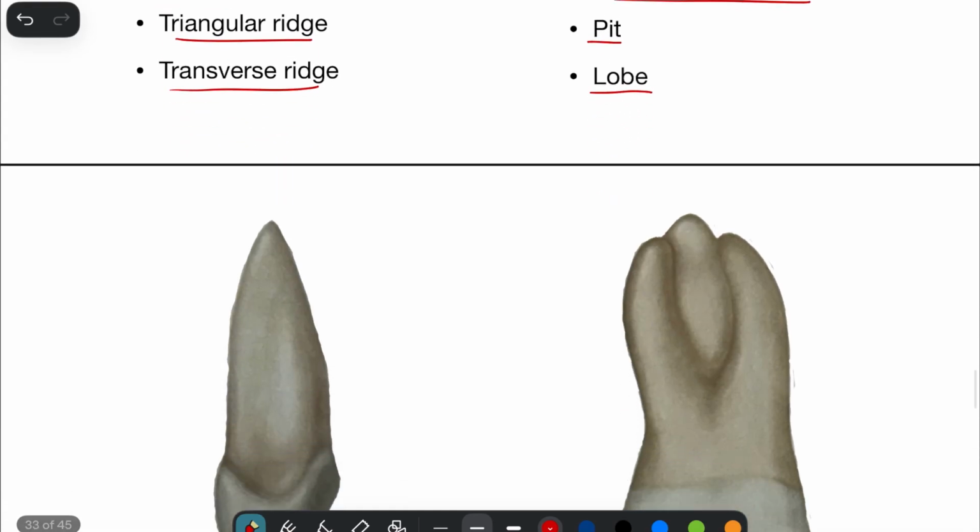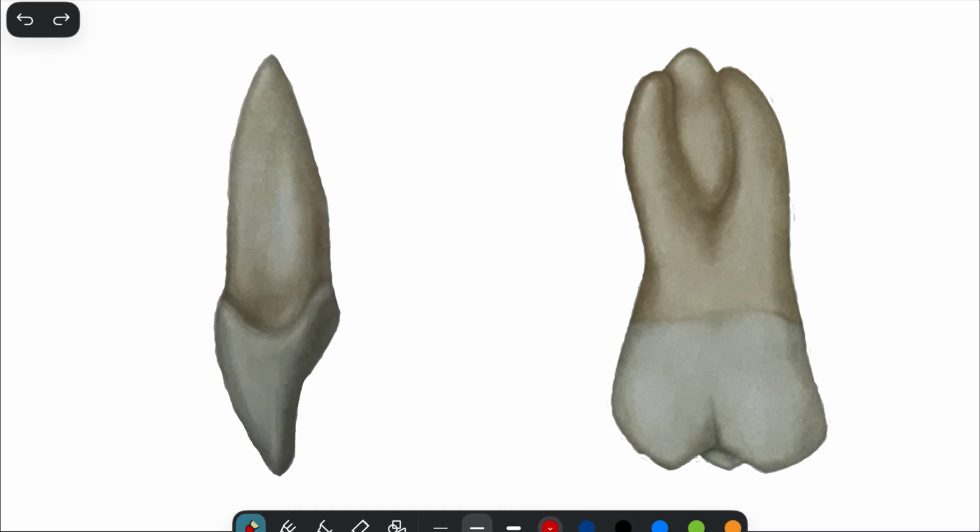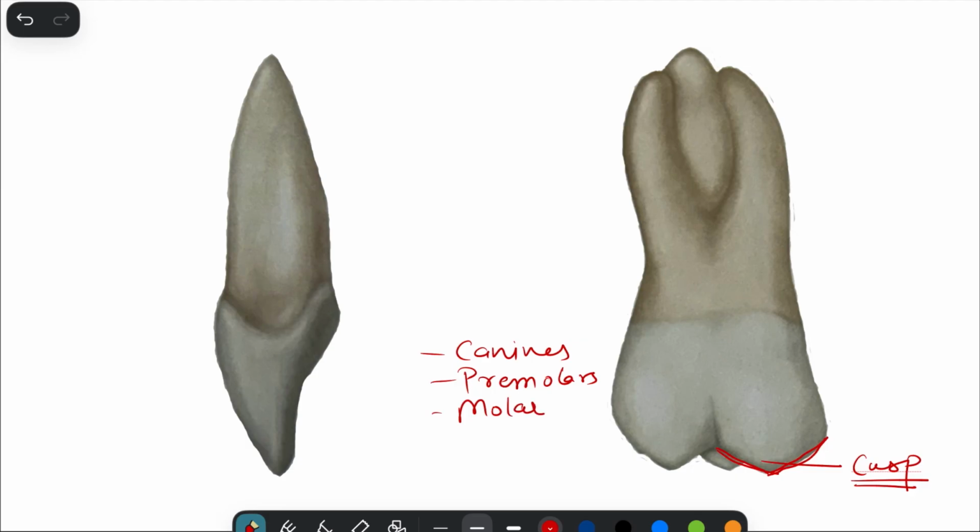Let's start with cusp. So a cusp is a pointed or rounded elevation present on the crown of a tooth. The highlighted part that you are able to see is your cusp. Cusps are commonly seen in canines, premolars, and molars. Example: canines usually have one cusp, premolars 2 cusps, and molars 4 to 5 cusps.